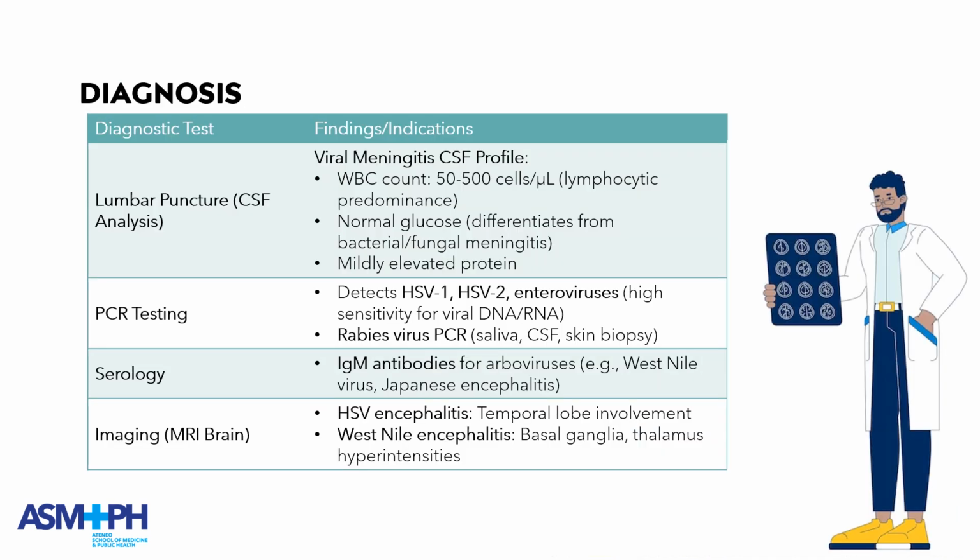The CSF picture for viral meningitis includes a WBC count of 50 to 500 cells per microliter with lymphocytic predominance, normal glucose, which differentiates it from bacterial and fungal meningitis, and mildly elevated proteins. PCR testing is beneficial for HSV1, HSV2, and enteroviruses, including rabies virus also. Serology may be beneficial for arboviruses, and imaging will show temporal lobe involvement in HSV encephalitis and basal ganglia and thalamus hyperintensities in West Nile encephalitis.